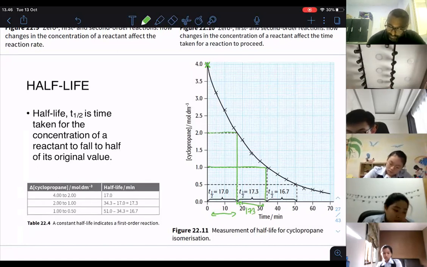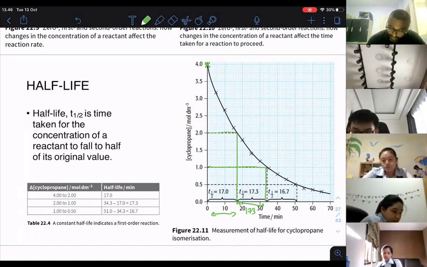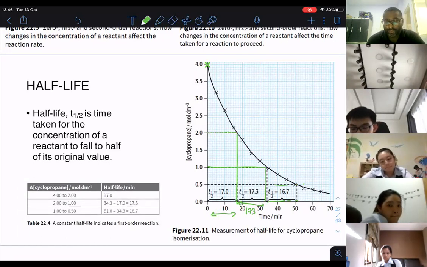Then they keep on calculating, for example, from 1 to become 0.5. What is the time? The time they found out is 16.7. So roughly, in this particular graph, the half-life is almost the same each time: 17, 17.3, 16.7, and so on. So they say that a constant half-life indicates a first order reaction.